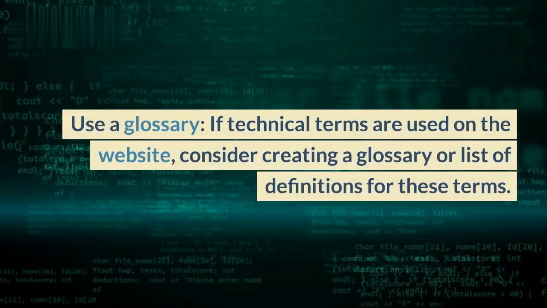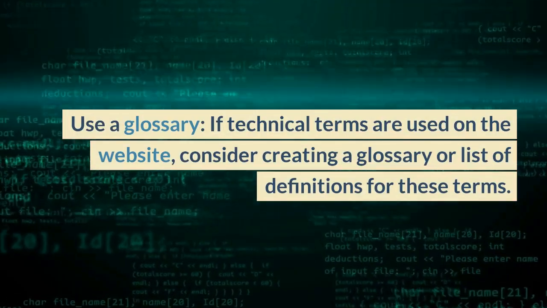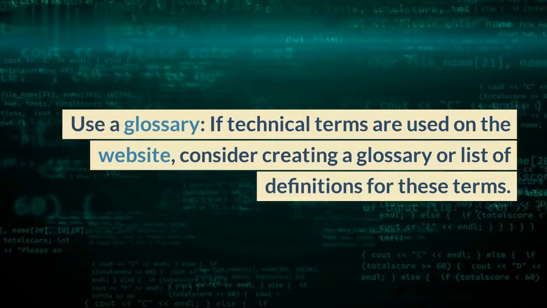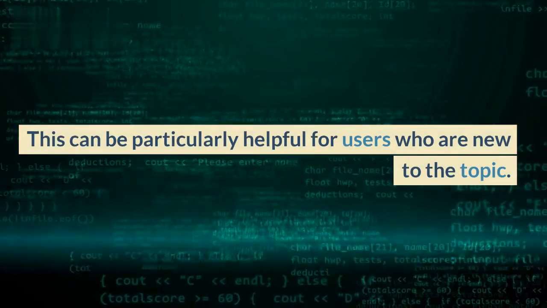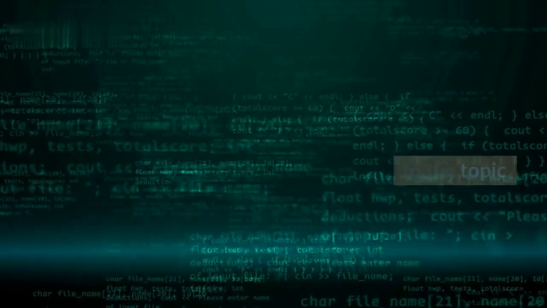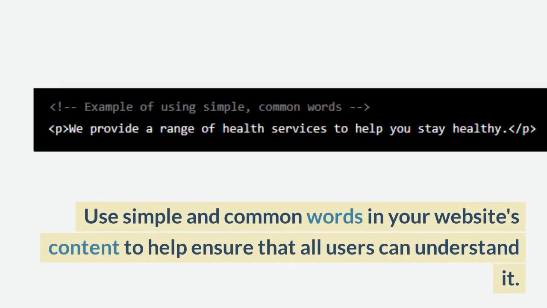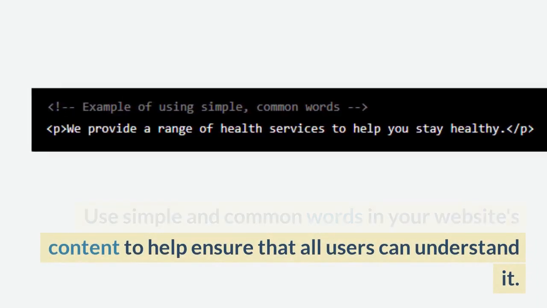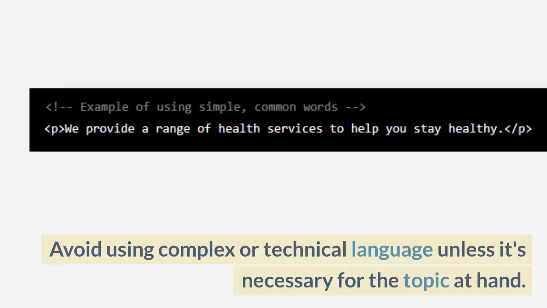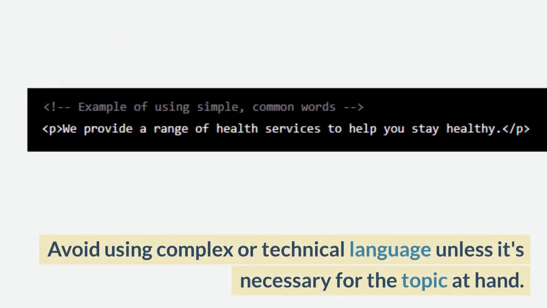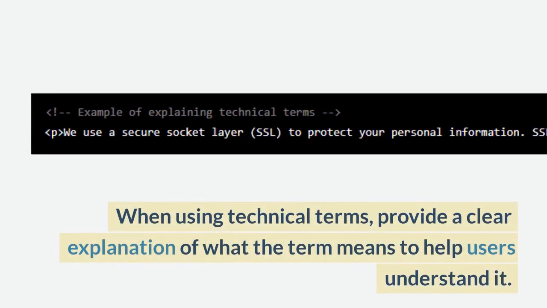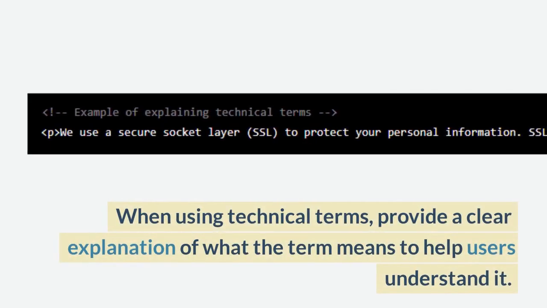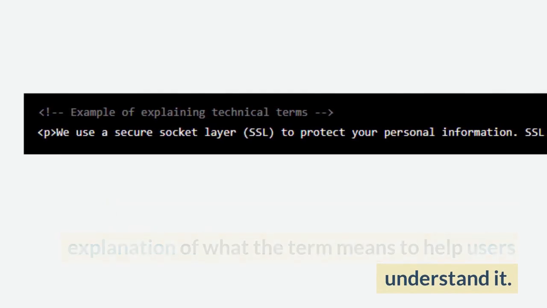Use a glossary. If technical terms are used on the website, consider creating a glossary or list of definitions for these terms. This can be particularly helpful for users who are new to the topic. Use simple and common words in your website's content to help ensure that all users can understand it. Avoid using complex or technical language unless it's necessary for the topic at hand. When using technical terms, provide a clear explanation of what the term means to help users understand it.